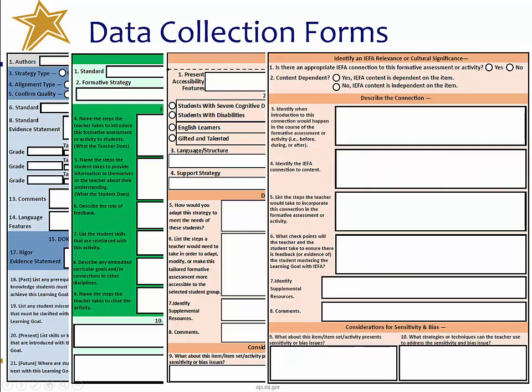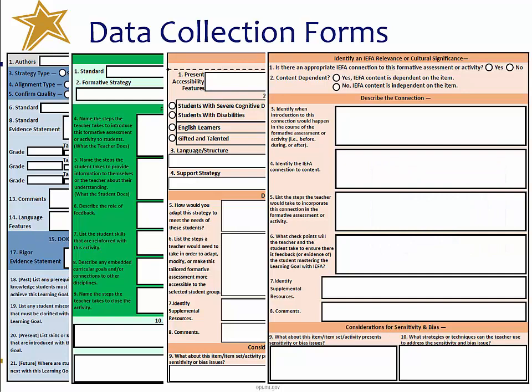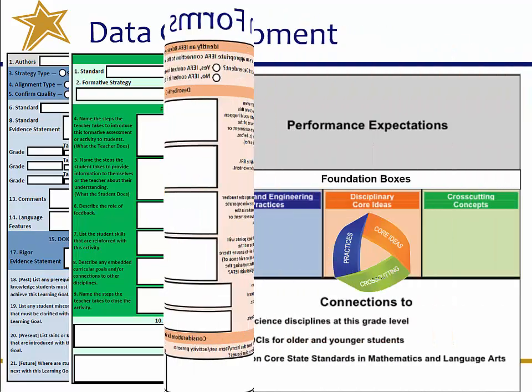The fourth form is the Indian Education for All Relevance and/or Cultural Significance form. Where it is appropriate, this form allows you to identify opportunities to include authentic and meaningful connections to IEFA. This form will be reviewed on day 3 of the in-person workshop, after we have reviewed the strategies and the items for accessibility. You will meet as a group to look for opportunities to include IEFA where cultural connections are possible to the content and/or learning goals. All of these documents will be shared with you later on in the course.